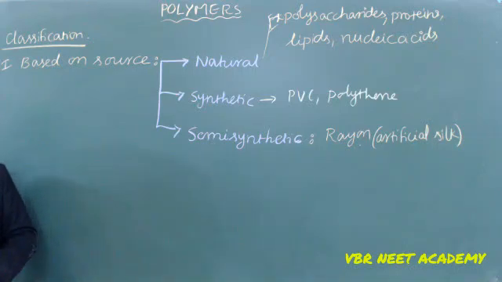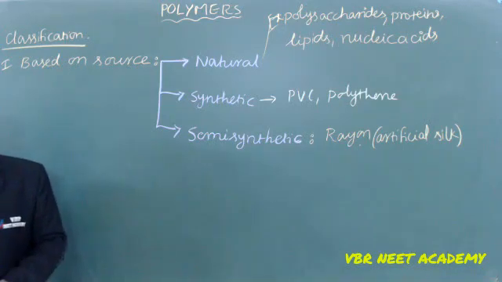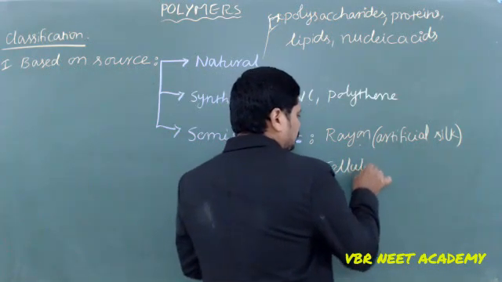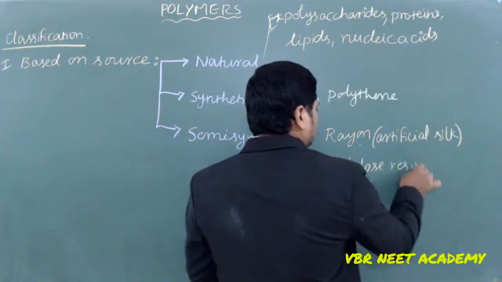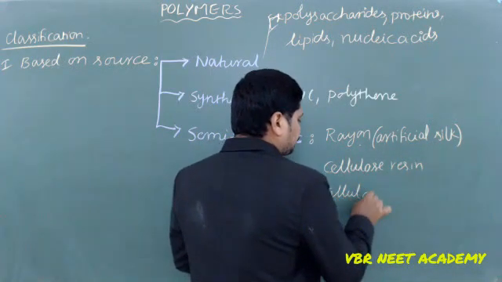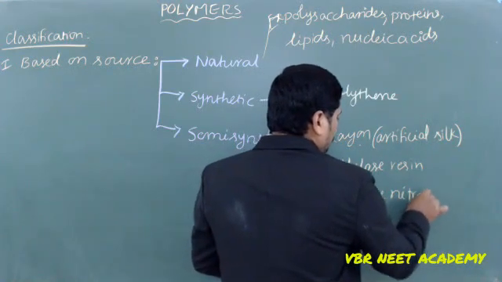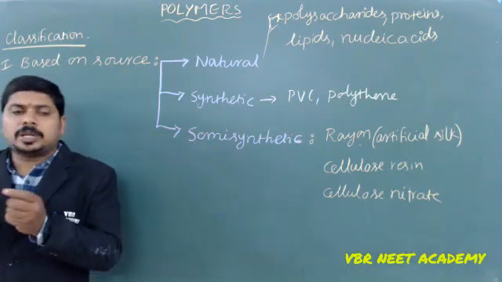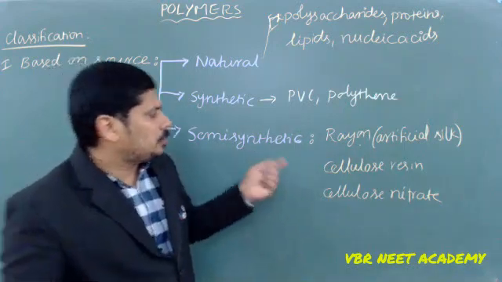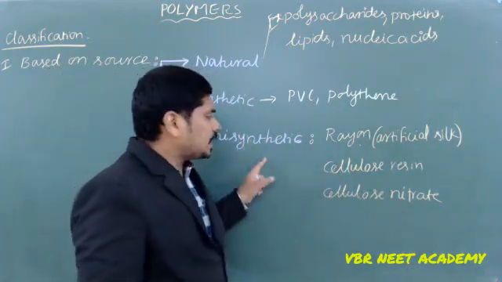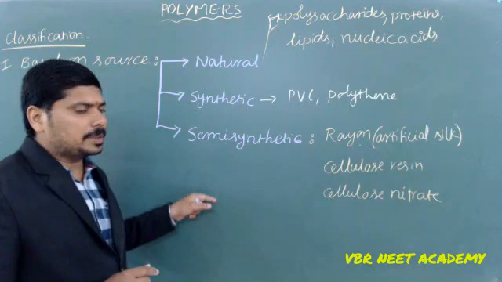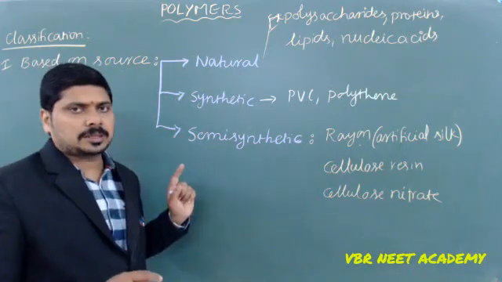That wood pulp gives you the semi-synthetic polymer, and we also have cellulose resin and cellulose nitrate. They are all derivatives of cellulose. The cellulose gets modified, and that modification gives you a polymer. That's why they all come under semi-synthetic polymers. So this is the first classification of polymers: natural, synthetic, semi-synthetic.